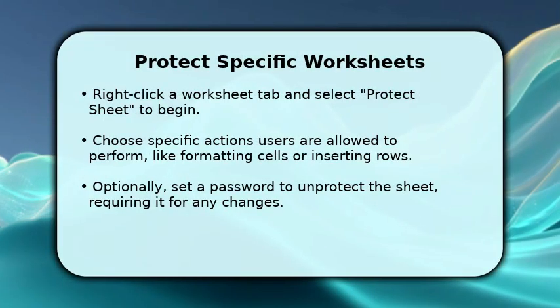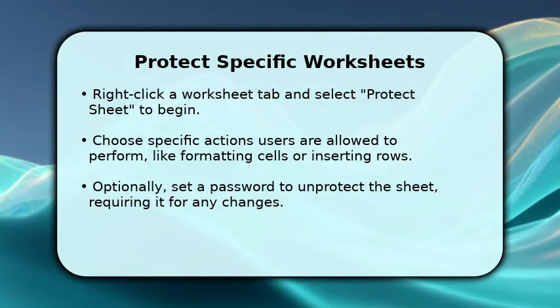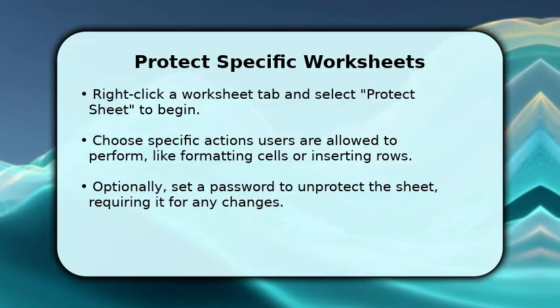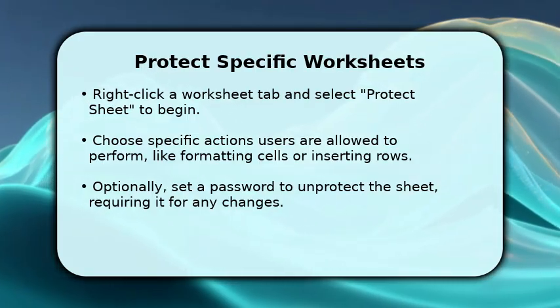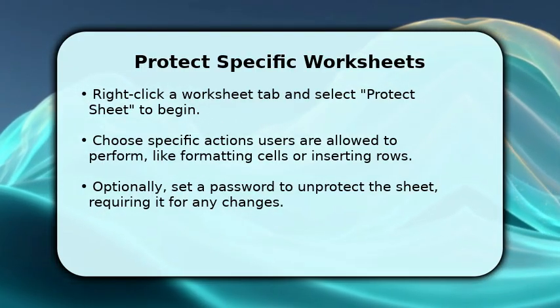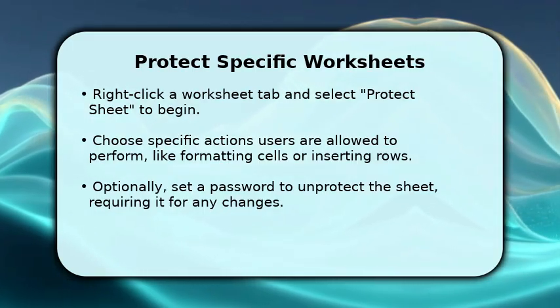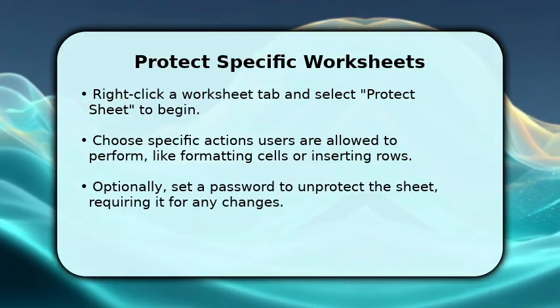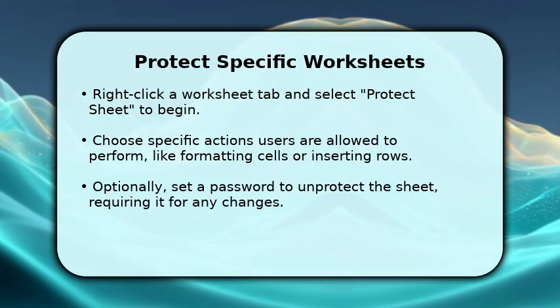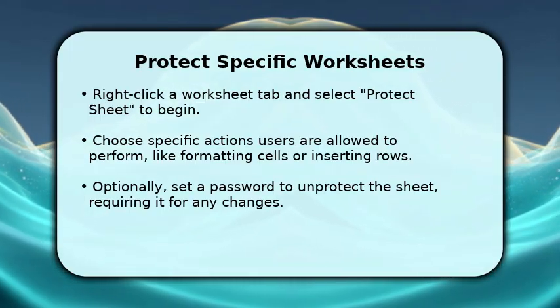To protect a specific worksheet, right-click on its tab and choose Protect Sheet. A dialog box will appear, allowing you to select which actions users can perform, such as selecting locked cells or inserting columns. You can also set an optional password. If you don't provide a password, anyone can unprotect it. Confirm your password to apply the protection, ensuring only permitted actions are possible.